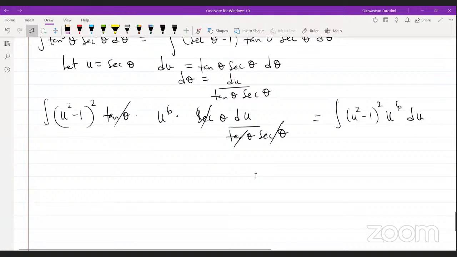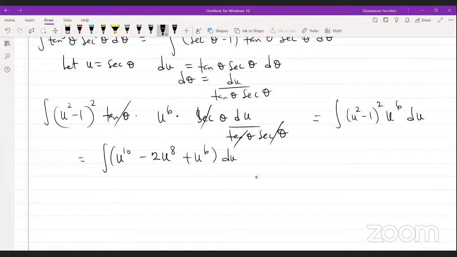So guys, it's okay if you go over this video over and over again. I try to be very explanatory, but it's okay if you go over it to have the full grasp of what's going on. So if you expand this, pretty much you're going to have u to the 10th power minus 2u to the 8th power plus u to the 6th du. So just multiply this twice and then multiply by u to the 6th power.